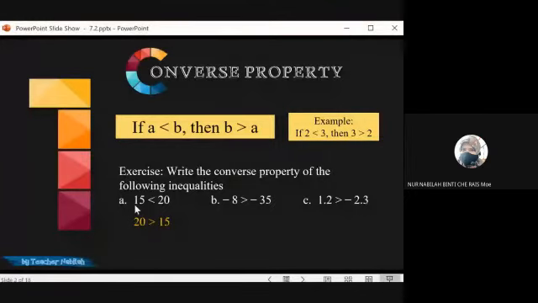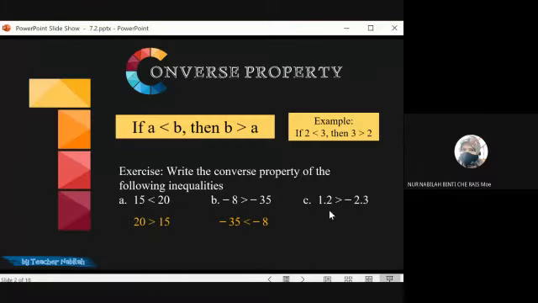And then B, negative 8 more than negative 35. Negative 8. So C, 1.2 more than negative 2.3. So the converse property, we can write down as negative 2.3 less than 1.2.